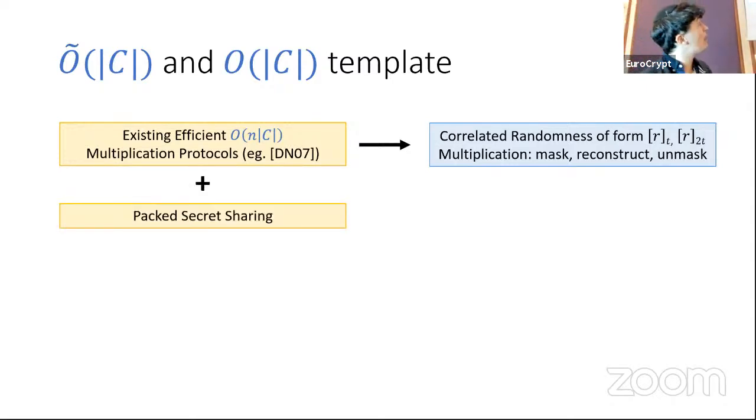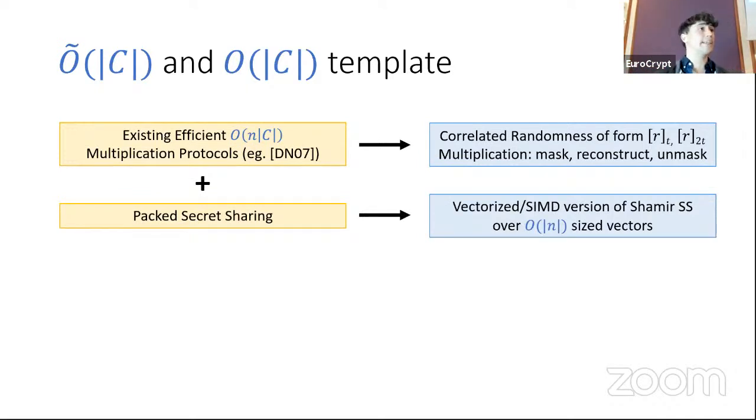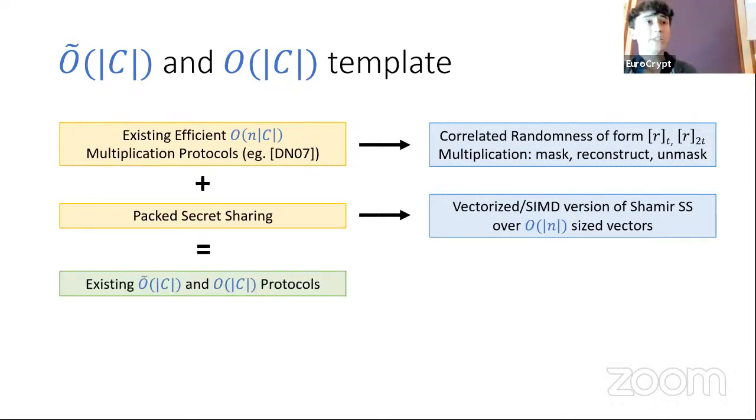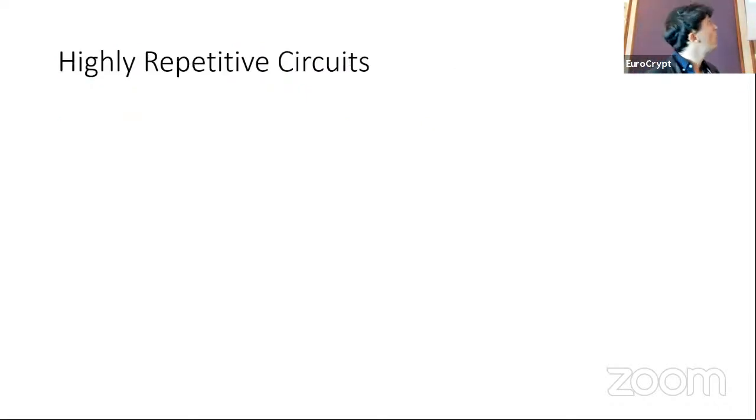They then combine this multiplication subprotocol with a packed secret sharing scheme. And for those who are not familiar, packed secret sharing is a vectorized version of Shamir secret sharing, where you're able to apply the same operation to many elements all at the same time. And in general, you're able to put order n elements inside this vector and operate on them simultaneously. And so this has been the general template that prior work has used in order to get below order NC. So we follow the same basic paradigm in order to achieve our result.